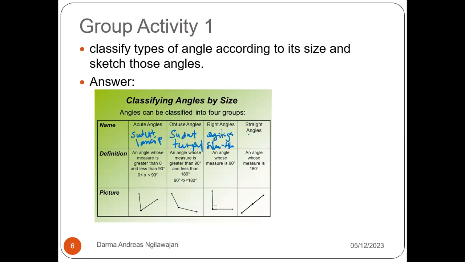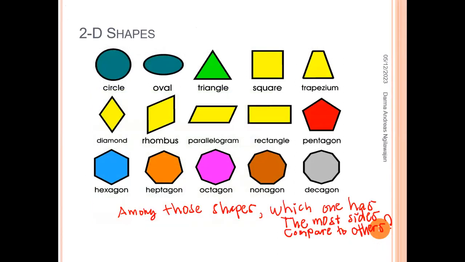The last one is straight angles. Straight angle is an angle whose measure is 180 degrees. Jadi sudut lurus adalah sudut yang besarnya 180 derajat. Oke, sudut lurus. Okay, these are some two-dimensional shapes. Ini beberapa bentuk dari bidang datar ya, bangun datar istilahnya.